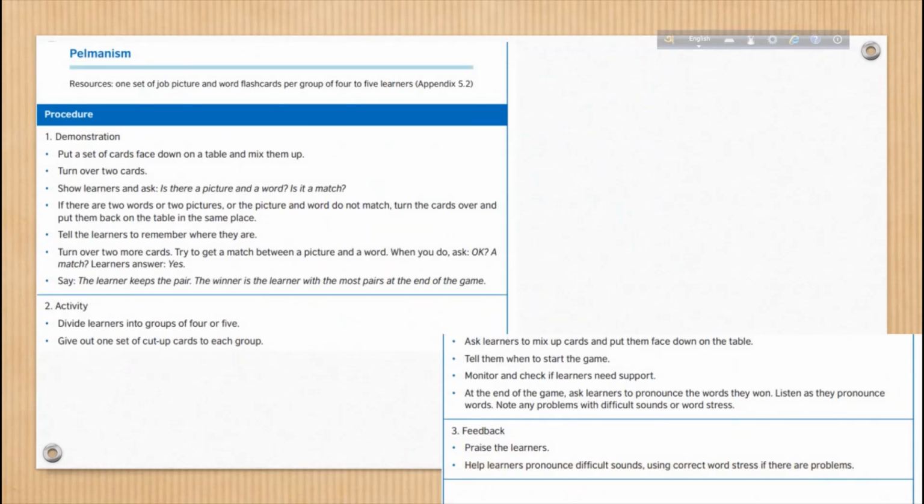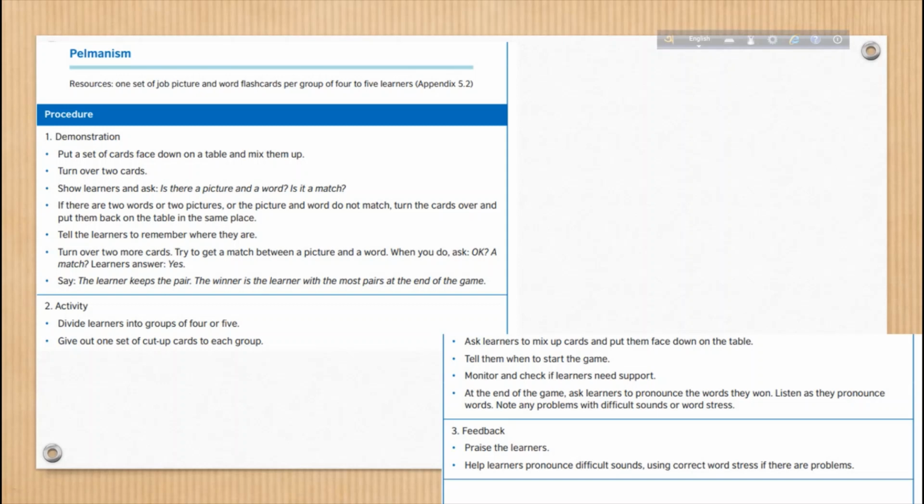Pelmanism is also a game-like activity. Procedure: demonstration. At first you have to demonstrate this, and then the activity. Divide learners into groups of 4 or 5, give out one set of cut up cards to each group, and ask the learners to mix up the cards and put them face down on the table. Tell them when to start the game. Monitor and check if learners need support. At the end of the game, the learners pronounce the words they own.